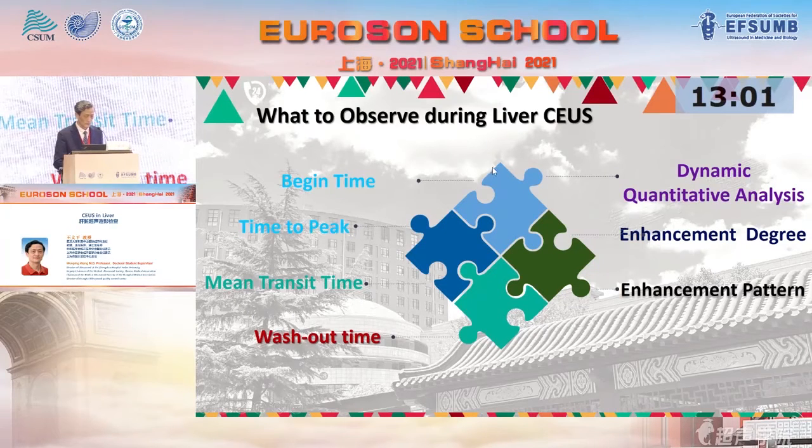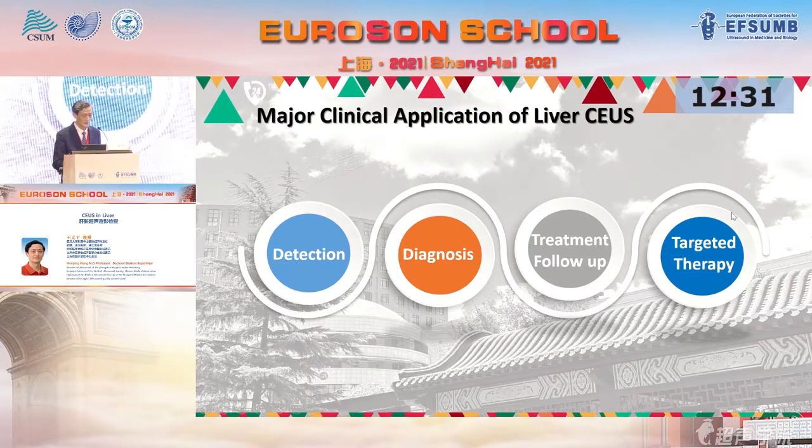What to observe during liver CEUS: begin time, time to peak, mean transit time, washout, and dynamic quantitative analysis, enhancement degree, enhanced pattern. The major clinical applications of liver CEUS include detection, diagnosis, treatment, follow-up, and target therapy for liver lesions.